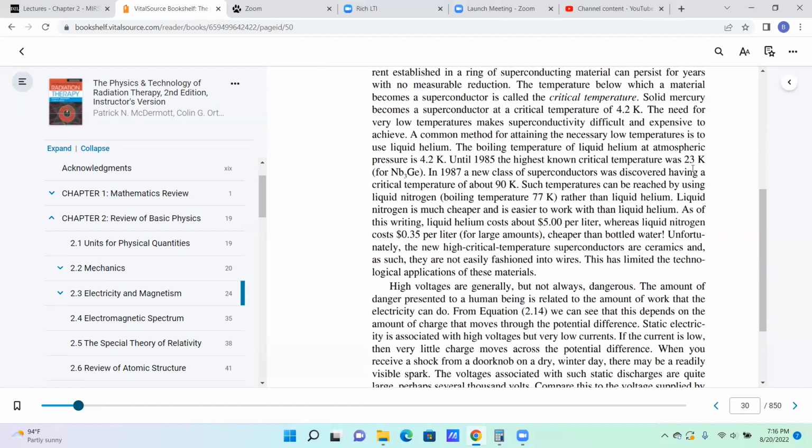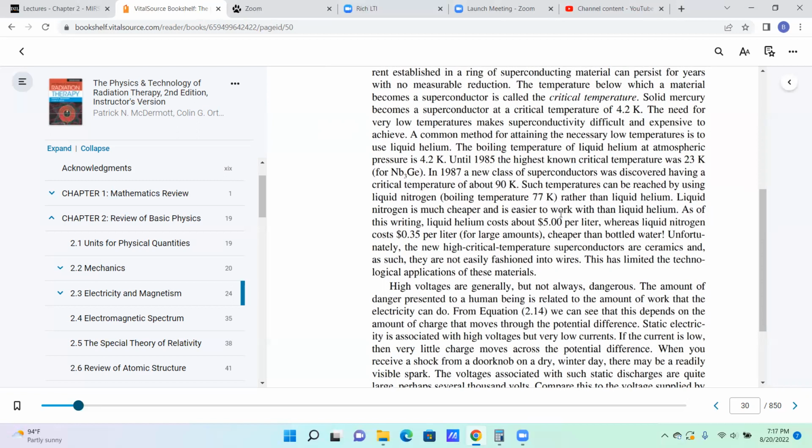And up to 1985, the highest known critical temperature was 23 Kelvin for rubidium and germanium. I forget exactly what that compound is. In 1987, a new class of superconductors was discovered having a critical temperature of about 90. Such temperatures can be reached by using liquid nitrogen rather than liquid helium.